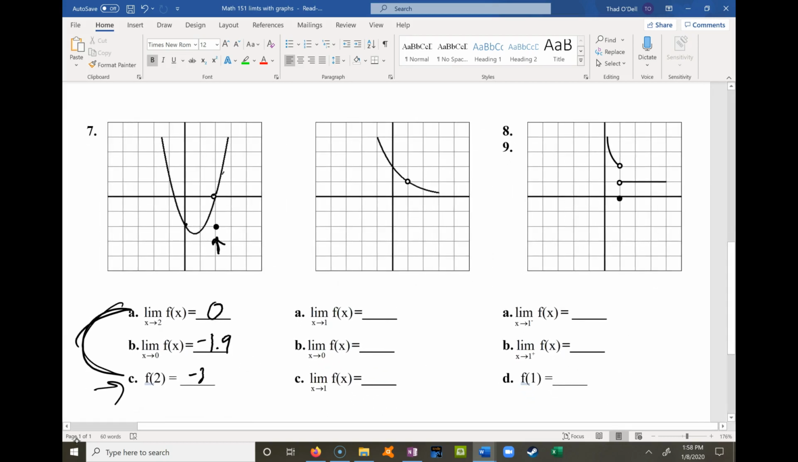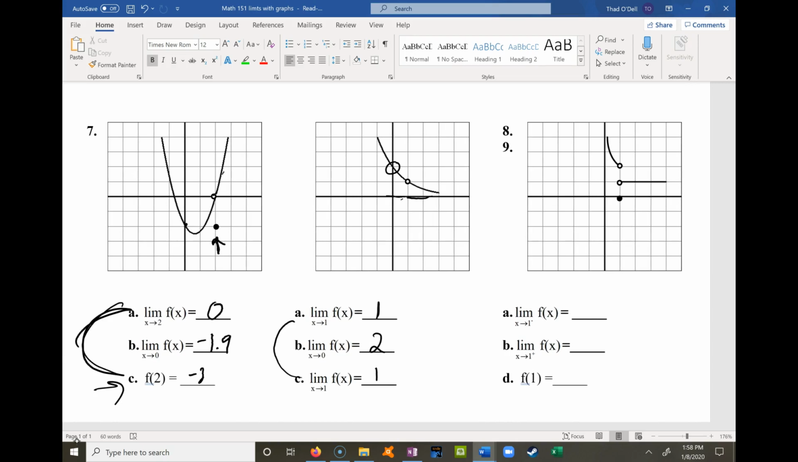The limit of f of x as x approaches 1. So that would be coming in from both sides at the same time. It looks like it's headed towards 1. And this asks what's the limit of f of x as x approaches 0. That would be 2. And this, I don't know what I was thinking there. I asked the same question twice. Of course, that would still be 1. Sorry about that.